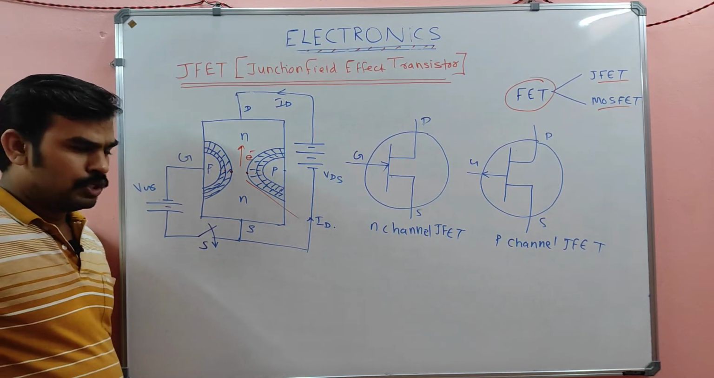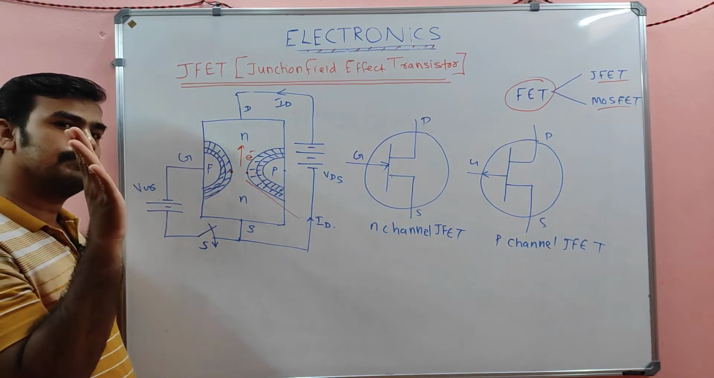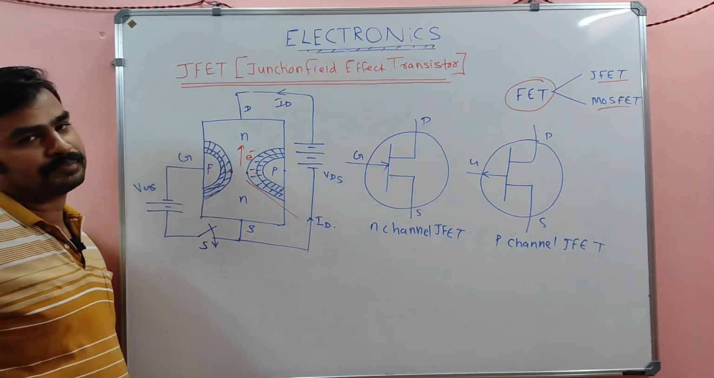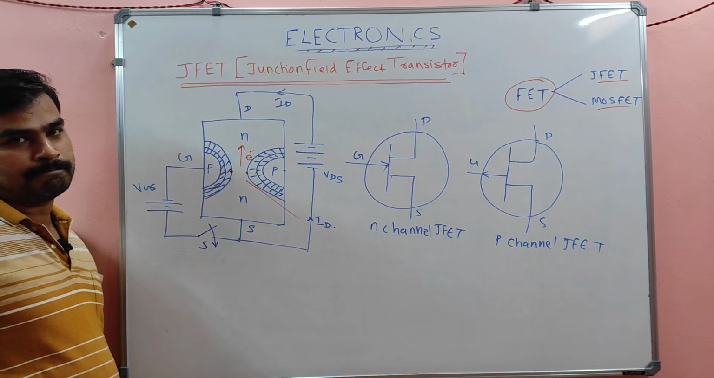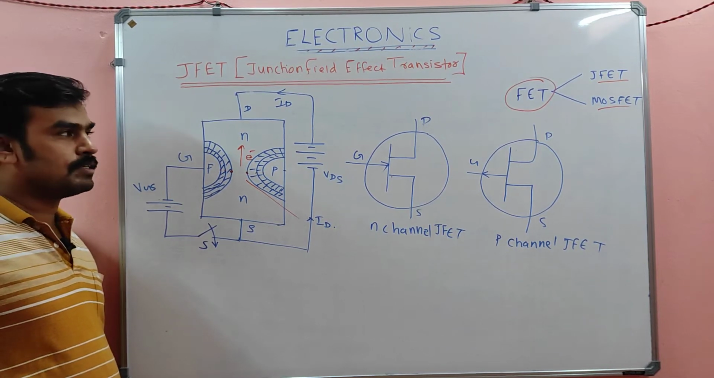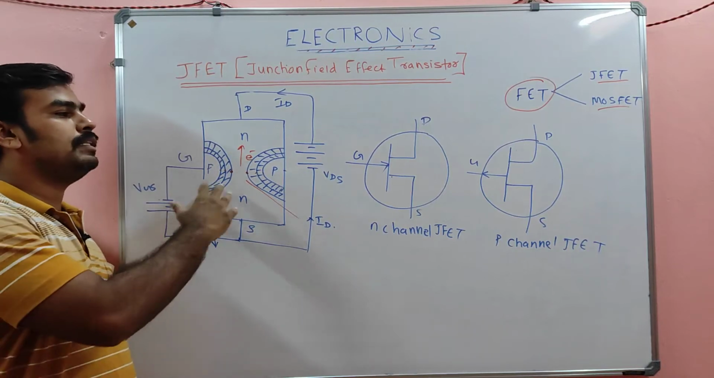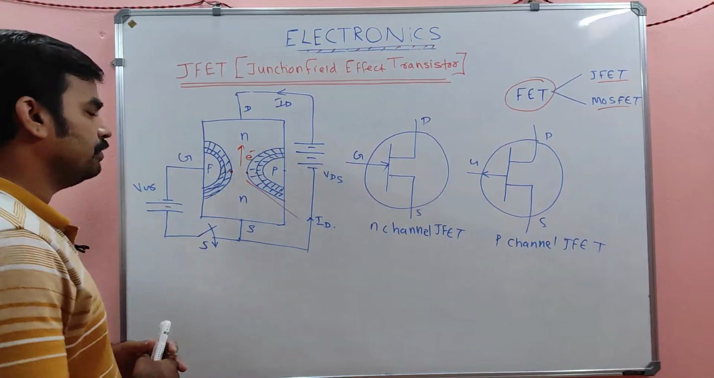Is it clear? So maximum current will be flowing when VGS equals 0. Minimum current will be flowing when VGS equals its maximum value. Is it clear, my dear? So that is simply the working of the JFET.